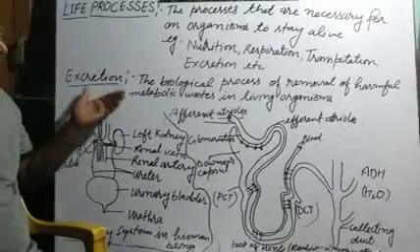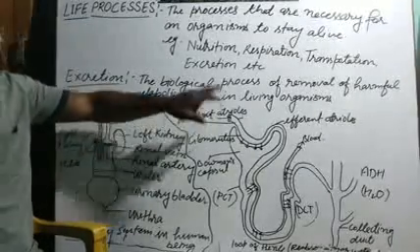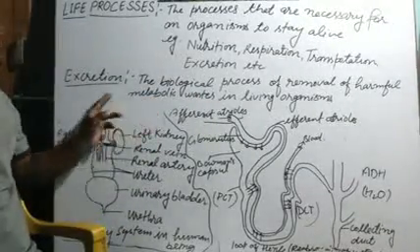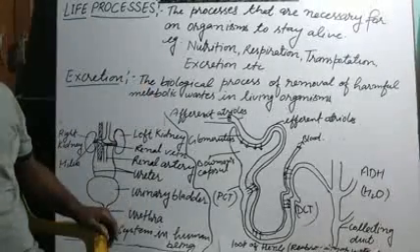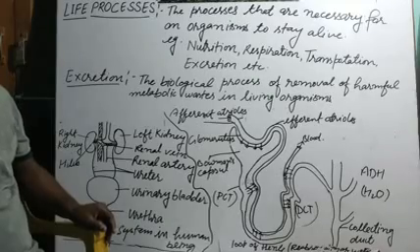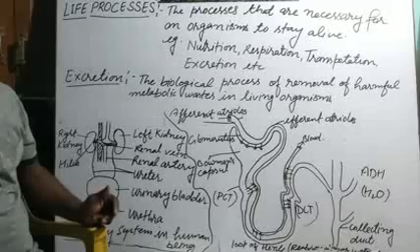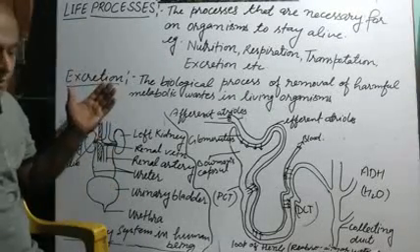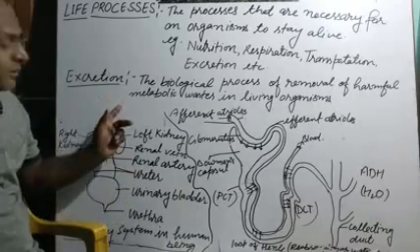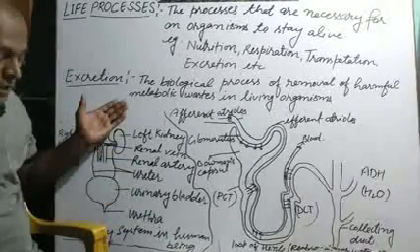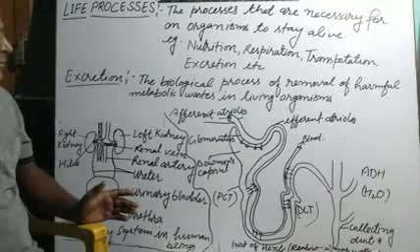Simply we can say the biological process of removal of harmful metabolic waste in living organisms is known as excretion, and different organisms use varied strategies to do excretion. Many unicellular organisms remove these wastes by simple diffusion from the body surface into the surroundings, but complex organisms use specialized organs to perform the same function.